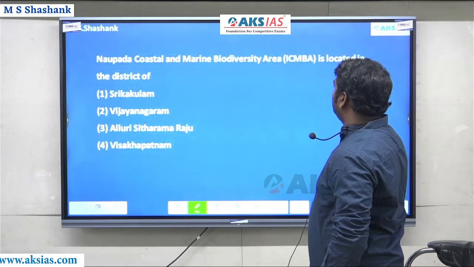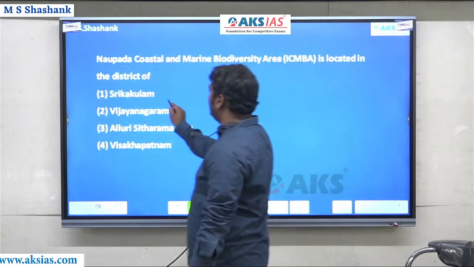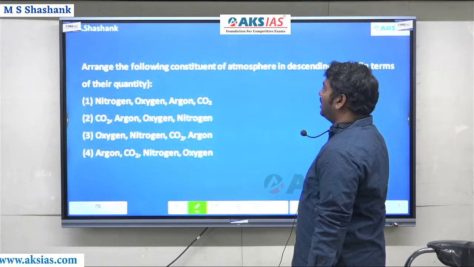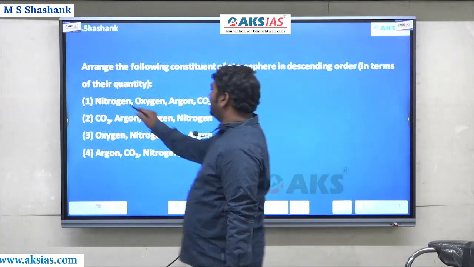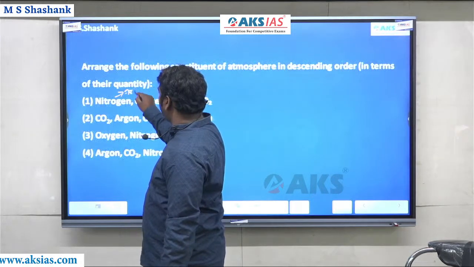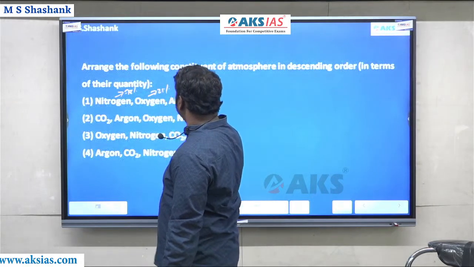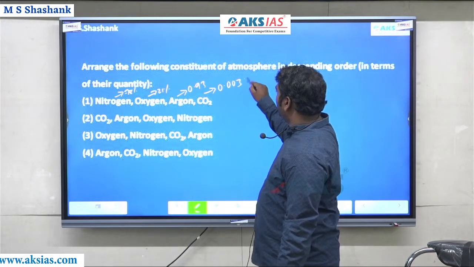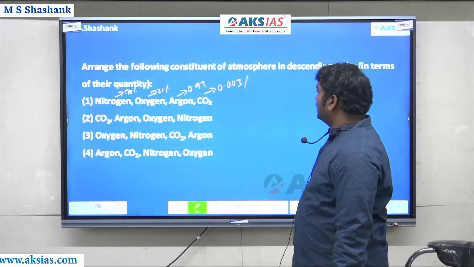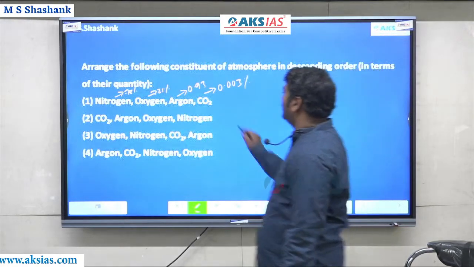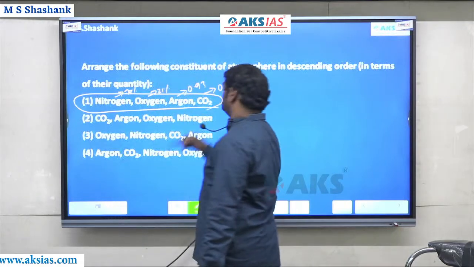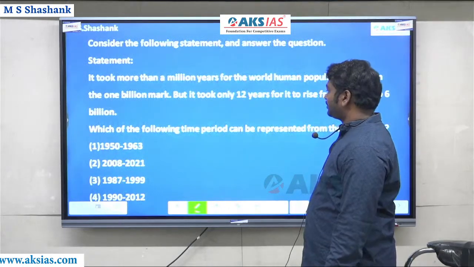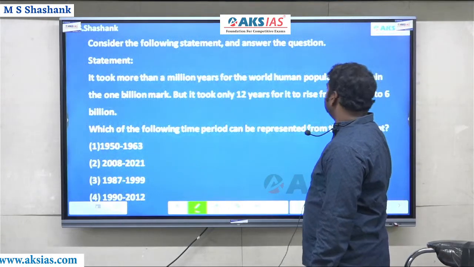Naupada and marine biodiversity area is located in Srikakulam. The factual data is, arrange the following, okay, you see here, nitrogen is 78%, oxygen is 21%, argon is 0.93%, carbon dioxide is 0.003%. So this is the concentration you have, and this is the correct answer. So this is again from the NCERT book. Childhood, you would have read them.